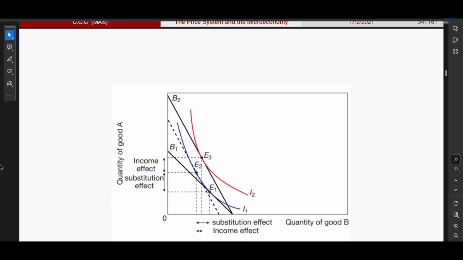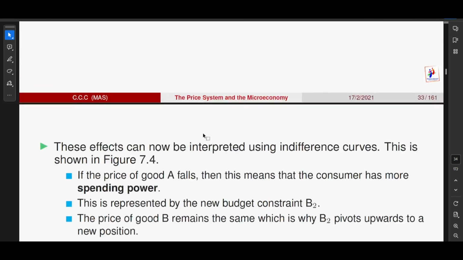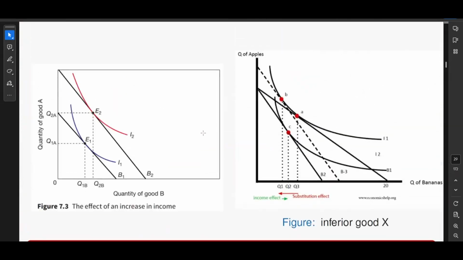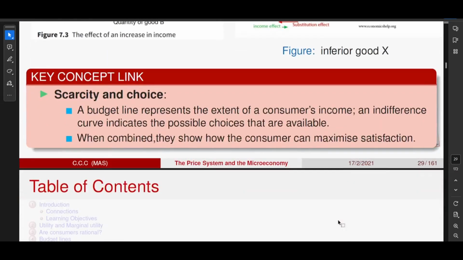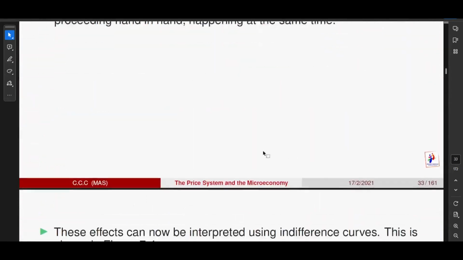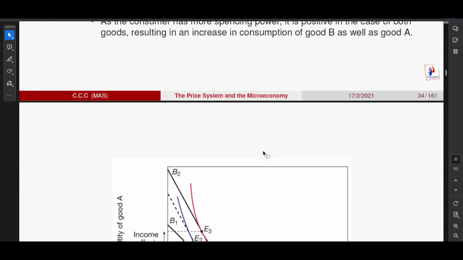So this is where the inferior and normal, and what was it? Where's the first graph? Brain is not braining. Right, inferior and normal good comes in, right? We're gonna see that later.